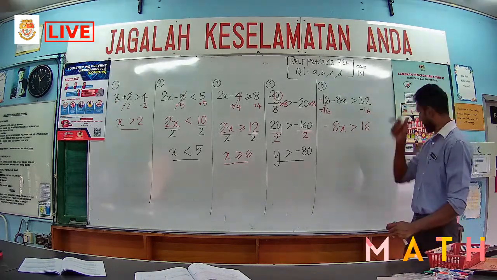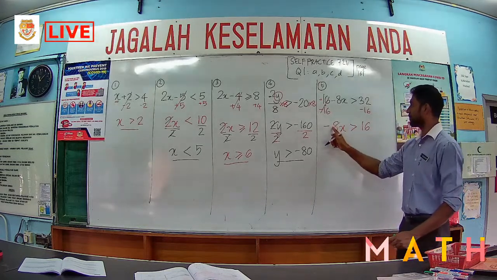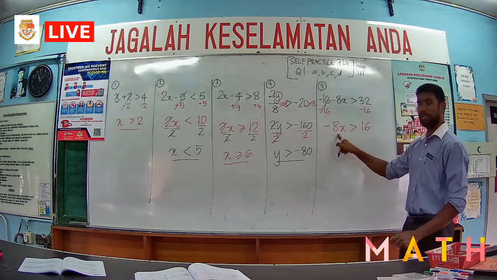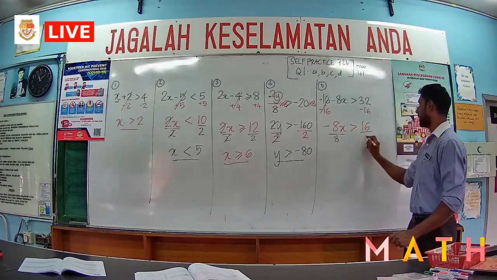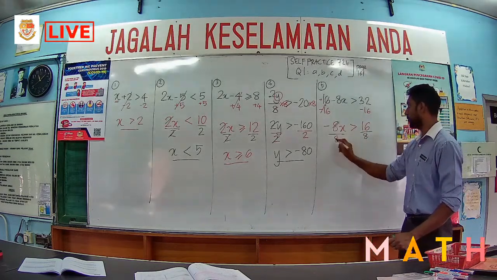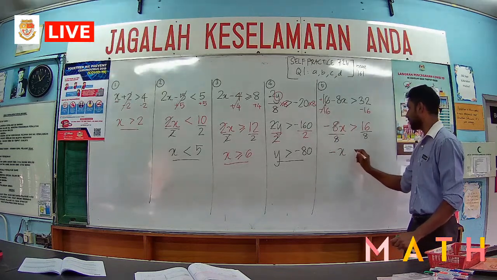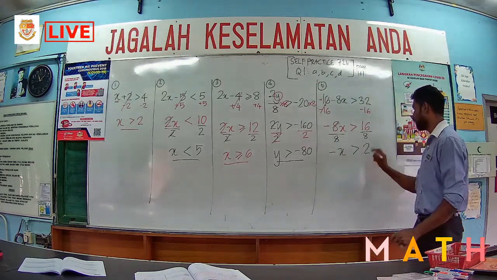Okay, now again think about this. The 8 you want to eliminate becomes 1, right? So we divide by 8, and we can divide by 8 on this side as well. So you will have negative x more than 2.